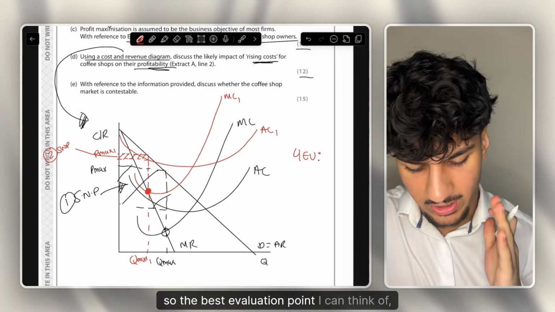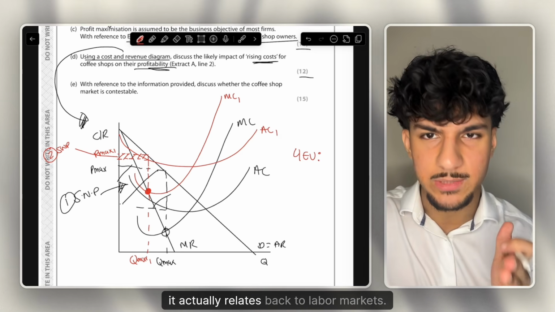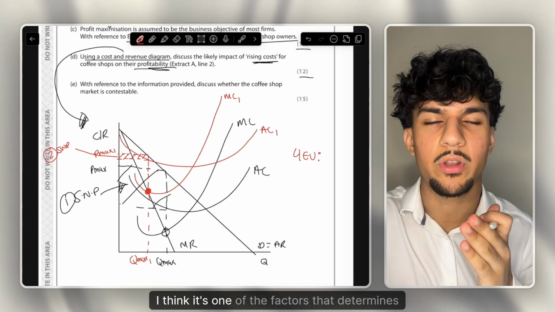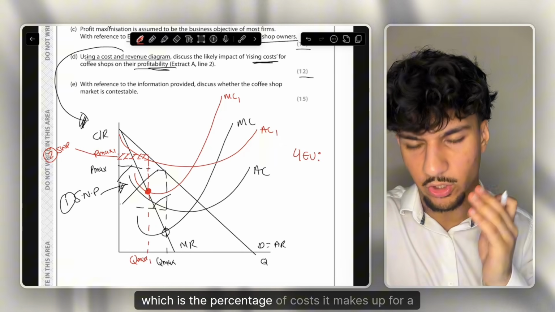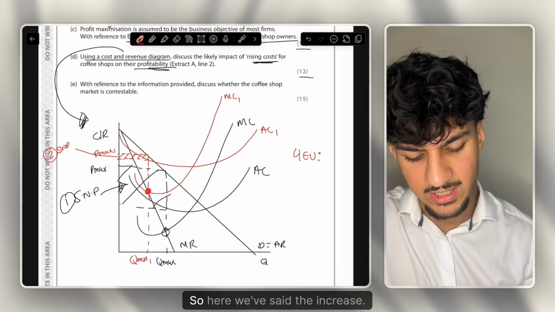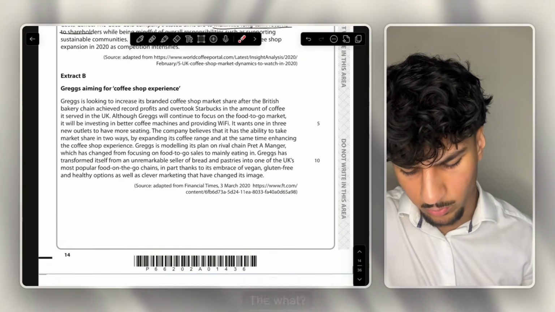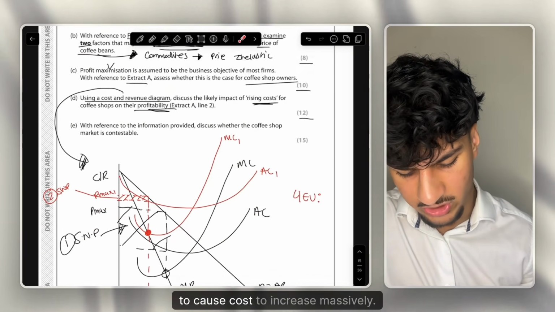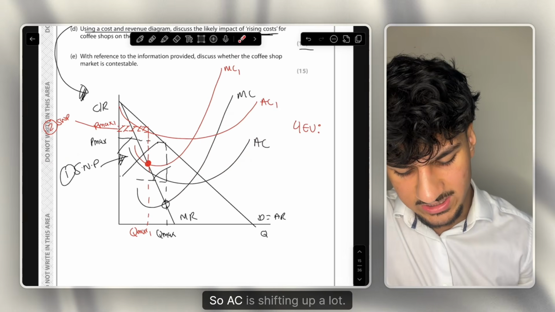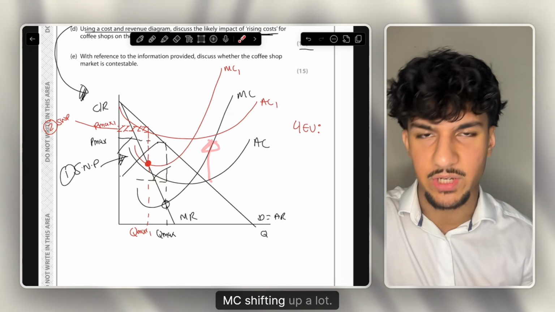So the best evaluation point I can think of off the top of my head actually relates back to labour markets. I think it's one of the factors that determines the supply of labour, which is the percentage of costs it makes up for a firm. So here we've said the 6.2% increase in national minimum wage is going to cause costs to increase massively. So AC is shifting up a lot, MC is shifting up a lot.